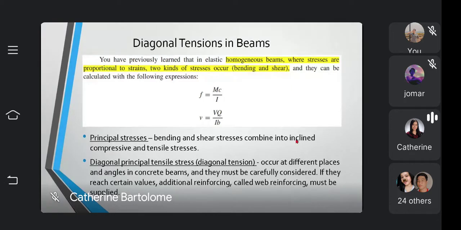So we have two different kinds of stresses here. The principal stresses are the combination of bending and shear stresses into inclined compressive and tensile stresses. The diagonal principal tensile stress, also called the diagonal tension, occurs at different places and angles in concrete, and it must be carefully considered because if it reaches certain values, additional reinforcing, that is the web reinforcing, must be supplied.